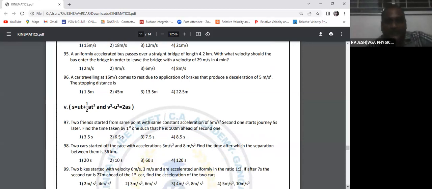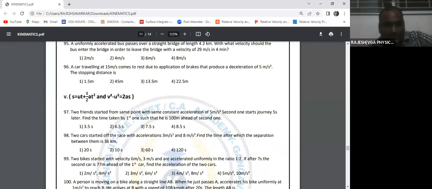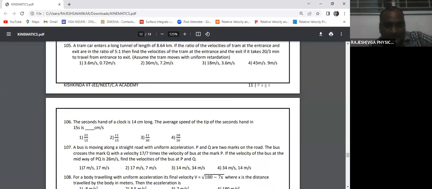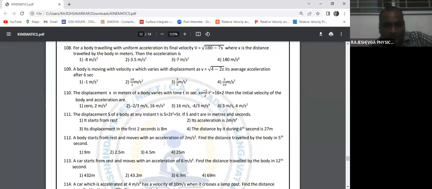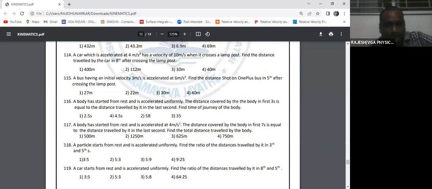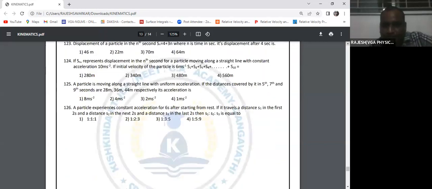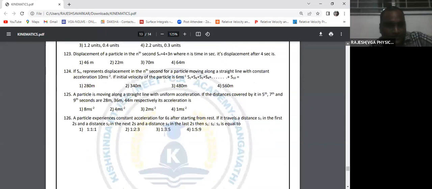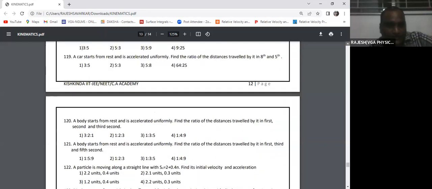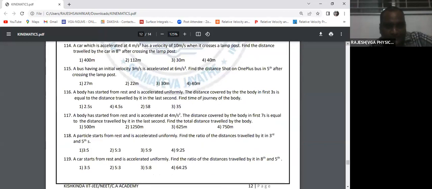This fifth Roman numeral requires the application of concept a little bit more. So let us go for sixth Roman first, because it will be finished in less than 10 minutes. Then we will go for fifth Roman finally. The sixth Roman is a single formula: Sn equal to u plus a by 2 of 2n minus 1. So we'll finish that one first.